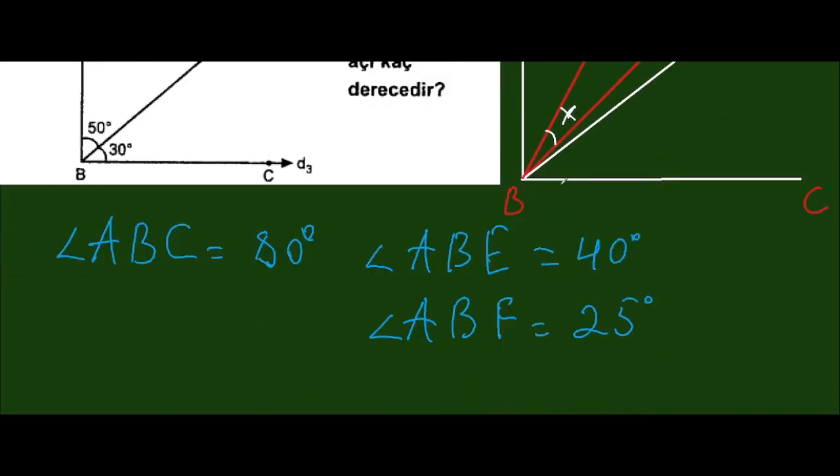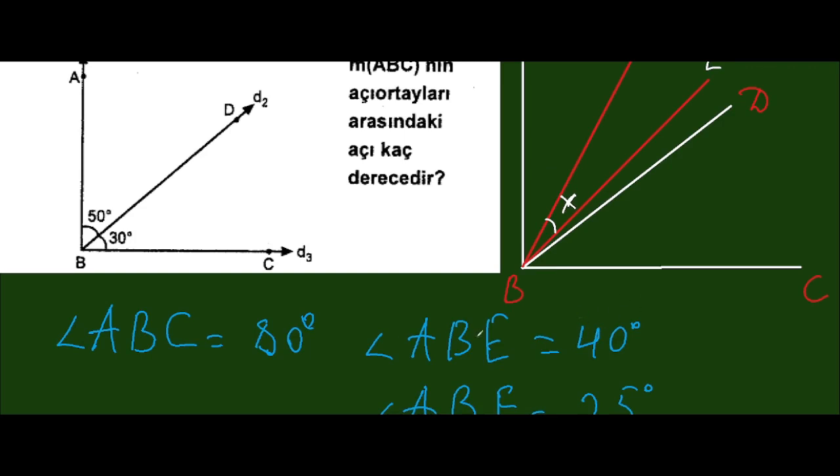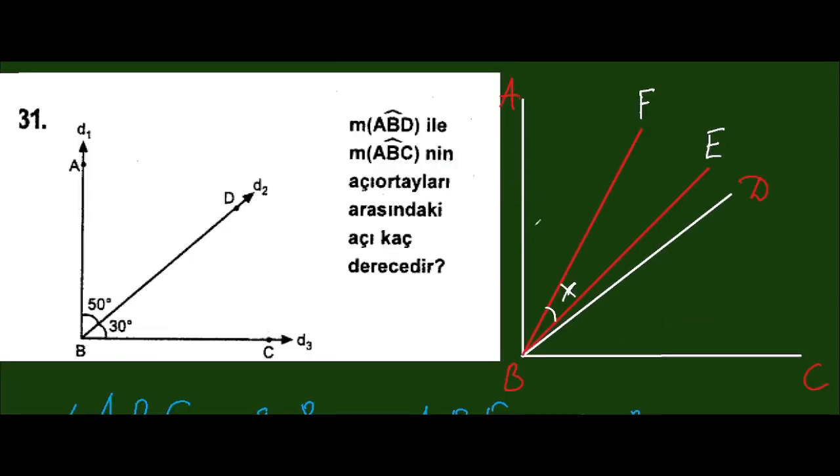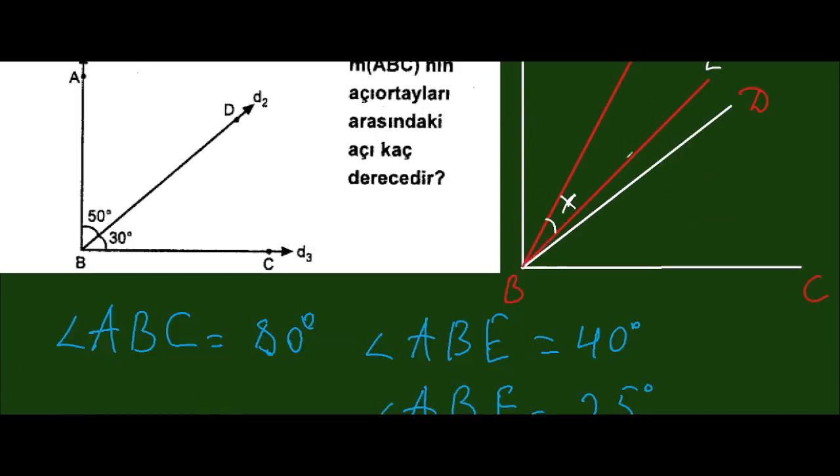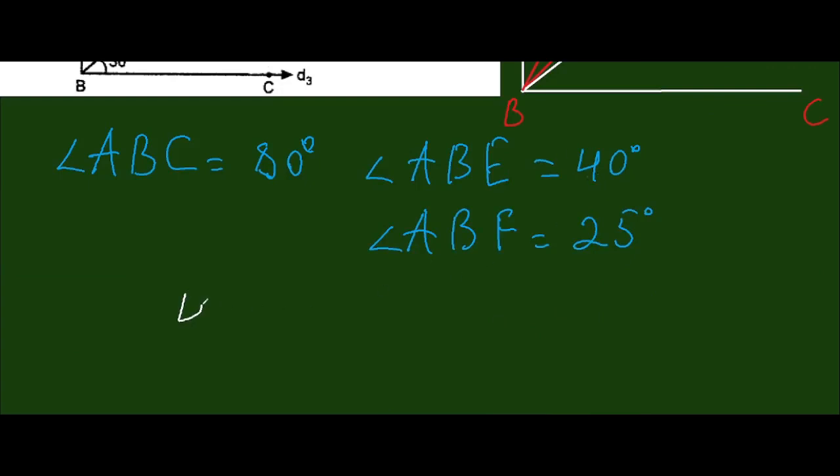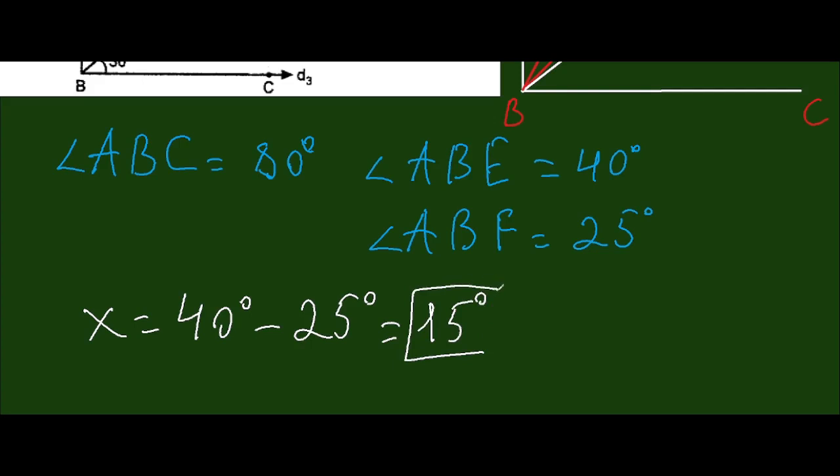In order to find out X, we have to subtract from ABE this angle. So we'll get X. So from angle ABE, we have to subtract the measure of the angle ABF. It is 40 degrees minus 25 degrees, and X will equal to 15 degrees. This is our answer.